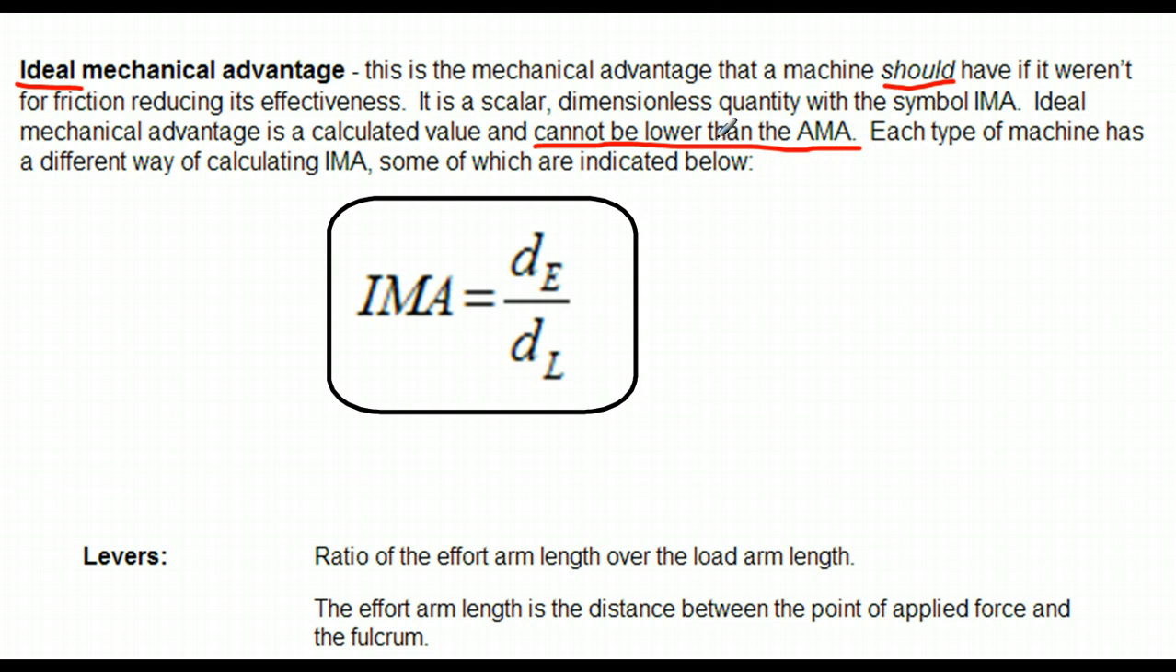Each type of machine has a different way of calculating IMA, some of which are indicated below. So we'll go through those together, but here's our formula. So we have, in this case, the ideal mechanical advantage, and we're looking at distances, comparing them, okay? And that's why there's different applications of this formula depending on the type of machine you're using. So let's just generally say this: the effort distance and the load distance.